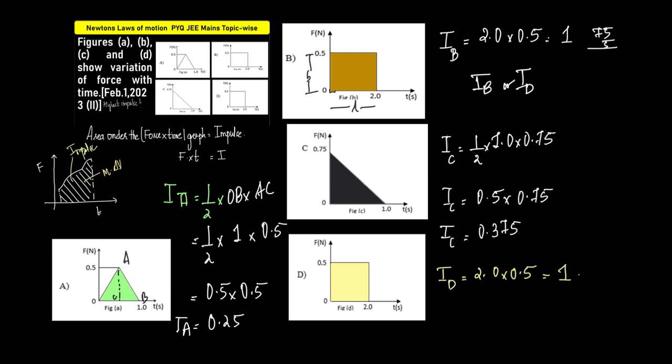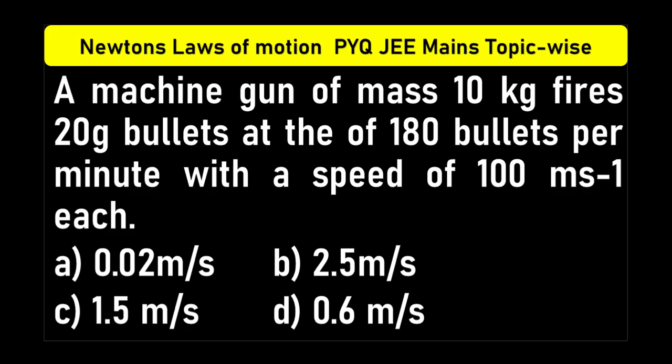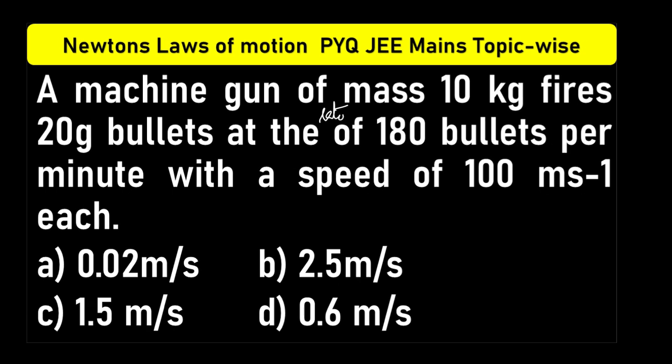A machine gun of mass 10 kilogram fires 20 gram bullets at a speed of 100 meter per second each. This is the question. There are some questions in the series which may not be complete and which may not have all the options as well, so I'm sorry for that. I think the recoil velocity of the gun is the question.